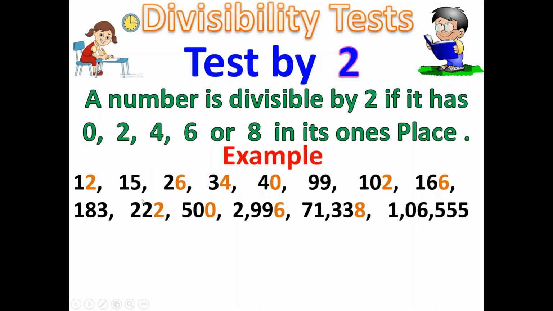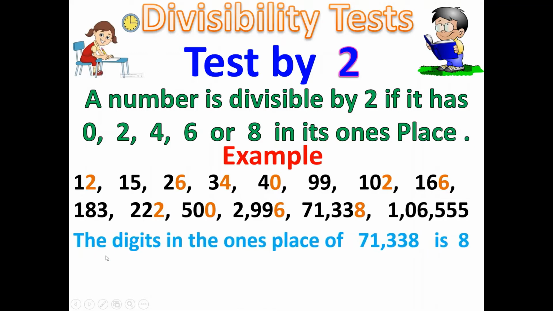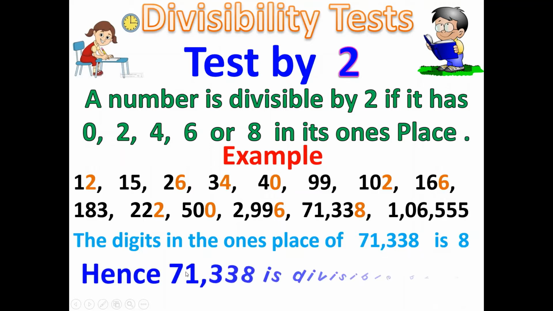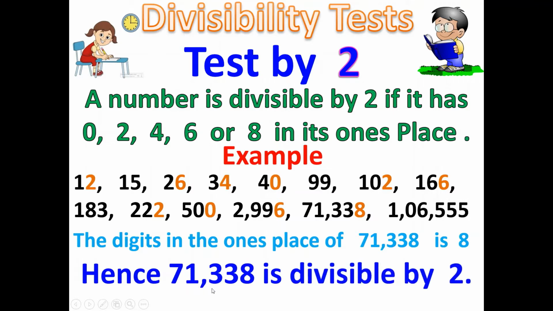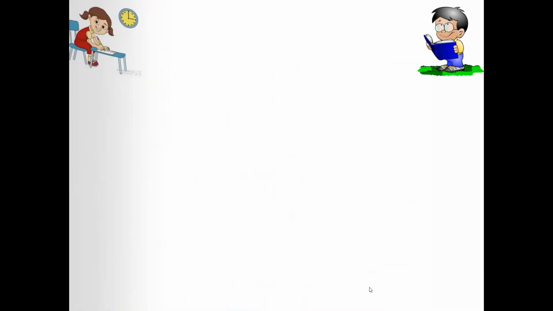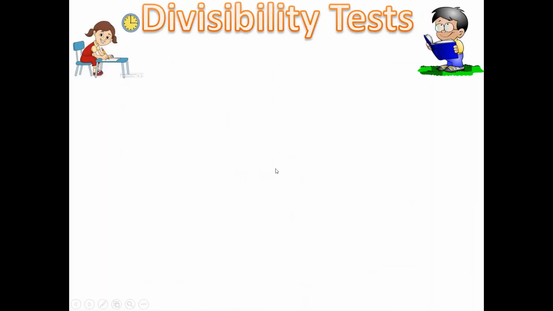Now we go on to the next, bigger numbers. Now the digit in the ones place of 71,338 is 8. Hence 71,338 is divisible by 2. Now we go on to the next divisibility test.